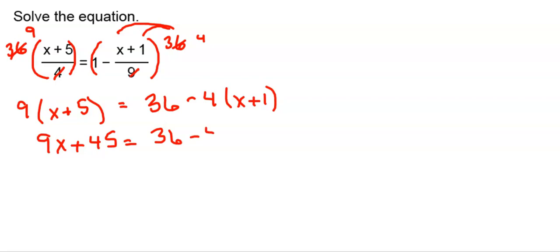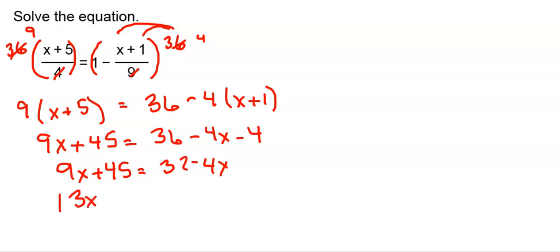Negative 4 times x is negative 4x. Negative 4 times 1 is negative 4. We'll go ahead and simplify the right side a little bit more, because we can certainly take 36 and subtract 4 from it and get 32. Let's get our variable terms to the left side. So we'll add 4x to both sides of the equation. That will give us 13x plus 45 equals 32.